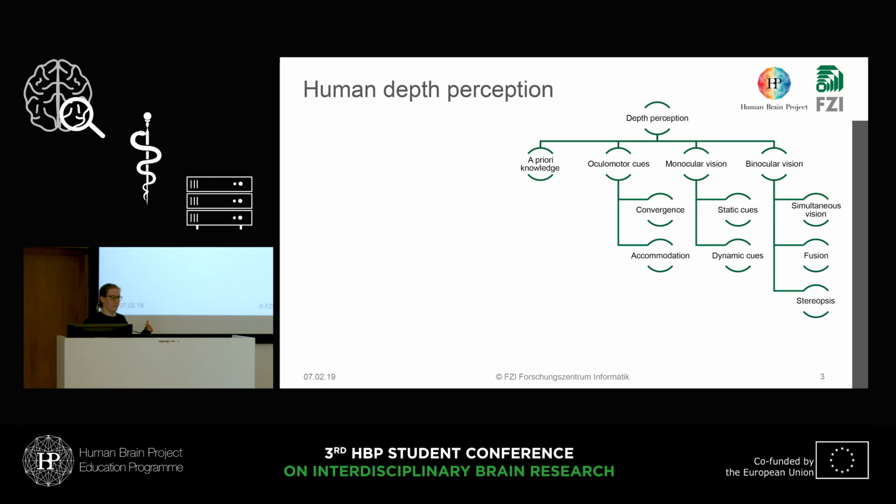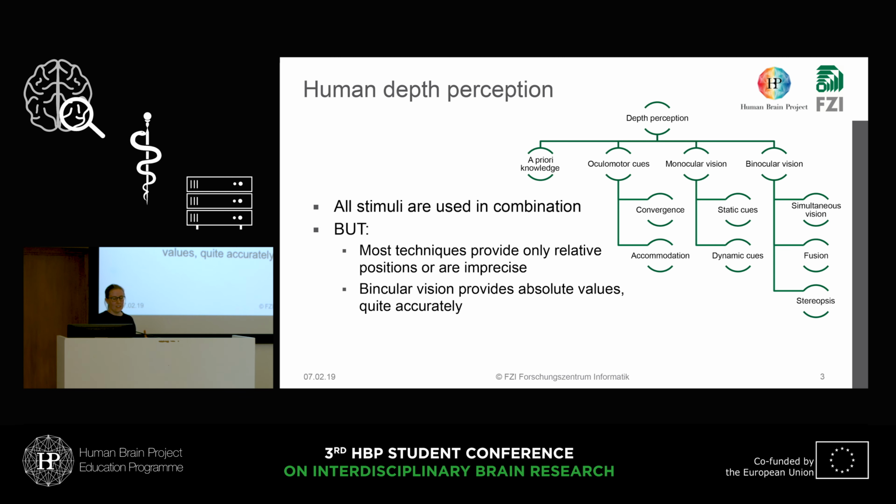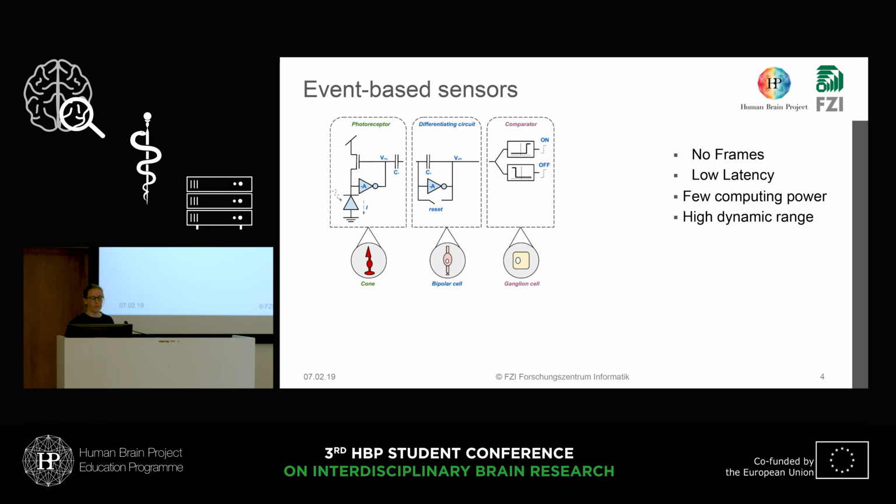it's basically everything we perceive with two eyes. Every depth cue we can construct by two eyes. We use all of them in combination, but some of these techniques are by themselves quite inaccurate, and some even only provide relative positions. Binocular vision provides absolute values and is quite accurate, and therefore the most powerful. That's also why researchers thus far have focused on binocular vision when they try to model human depth perception.